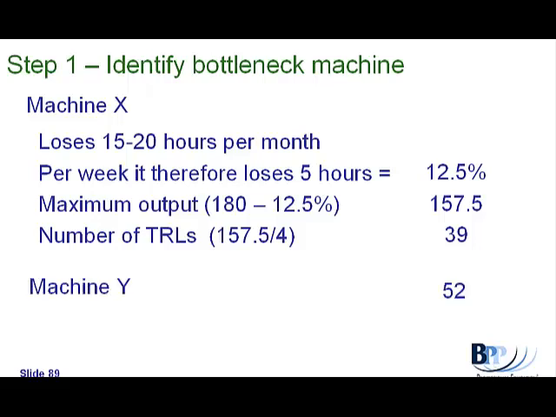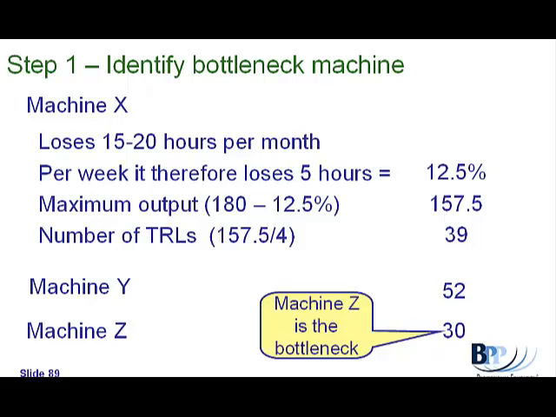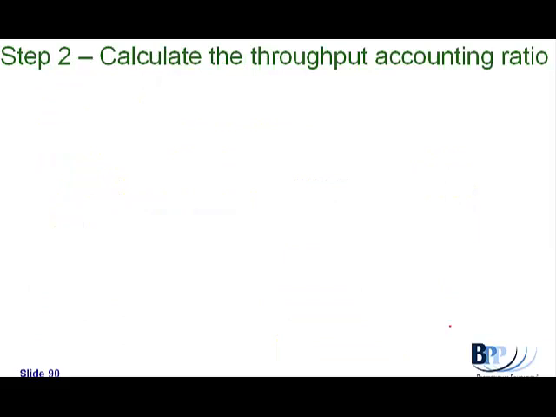Machine Y, we were told, could make 52, and machine Z could make 30. So actually, even though machine X was the unreliable machine, it's not our bottleneck. Machine Z has the lowest output, and so that is our bottleneck. So having identified our bottleneck, we can now think about calculating our throughput accounting ratio.